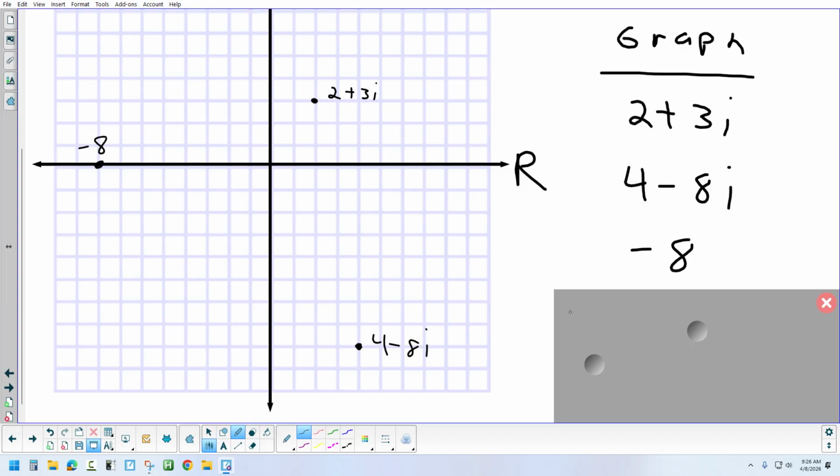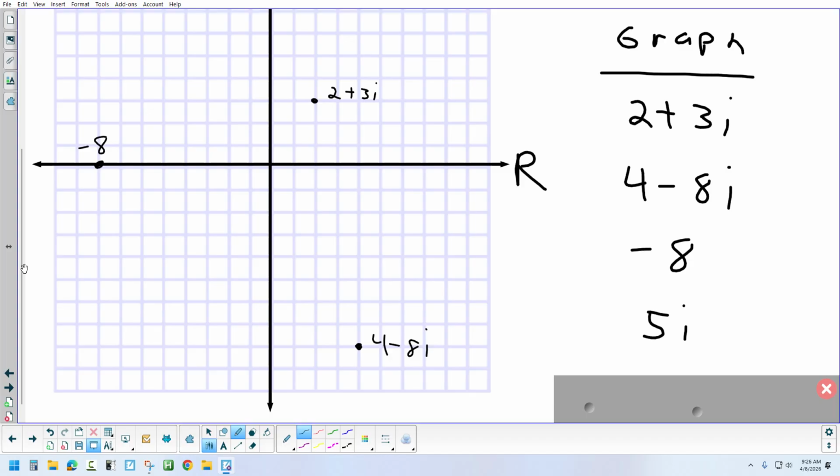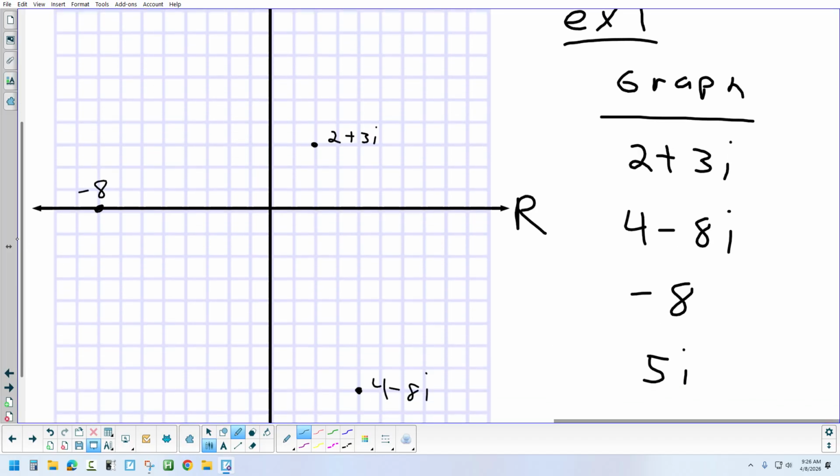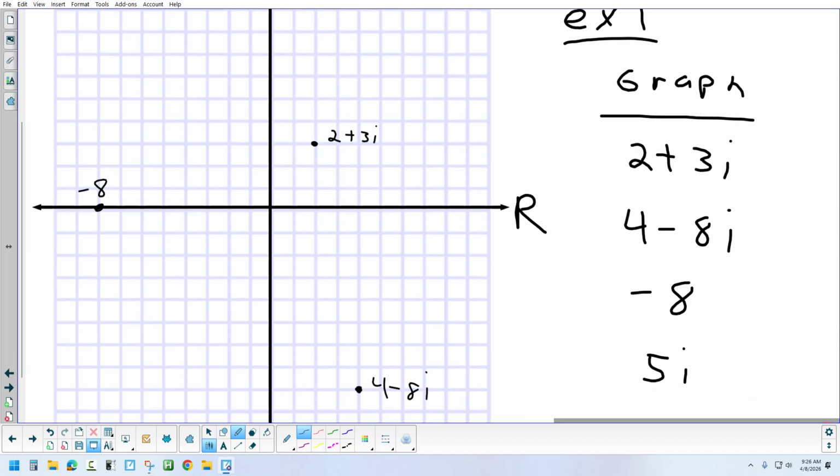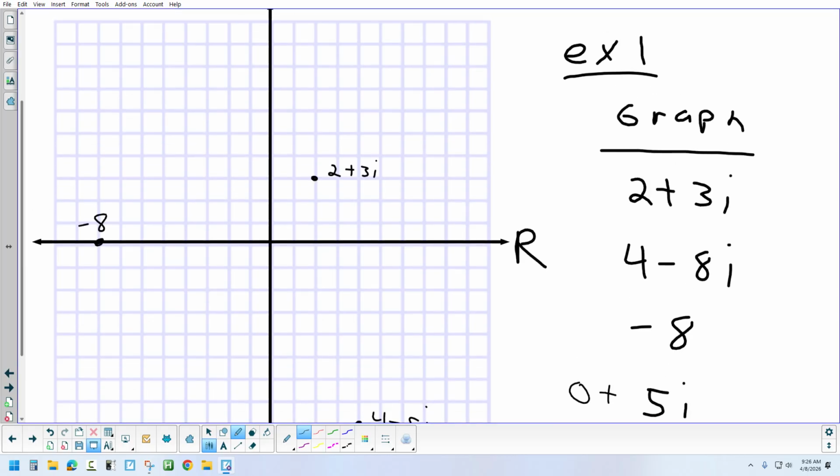And what about 5i? Up 5. So that one doesn't have a real part. If you want to add it, you can imagine it looks like that. So you're not moving in any direction on the real axis. You're going 5 units on the imaginary, and that is up. 1, 2, 3, 4, 5.